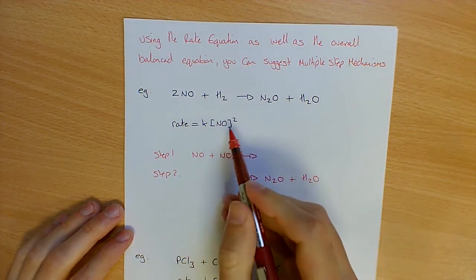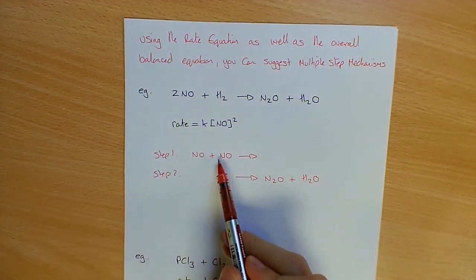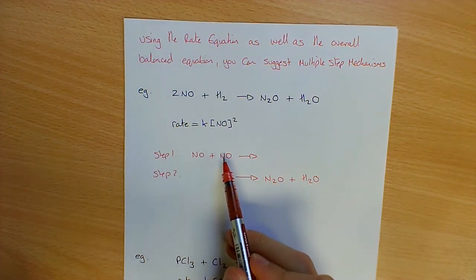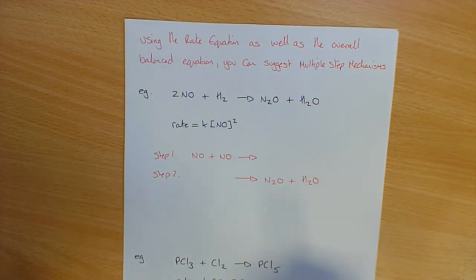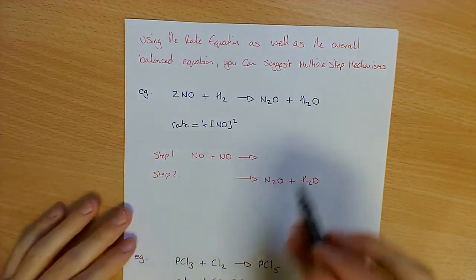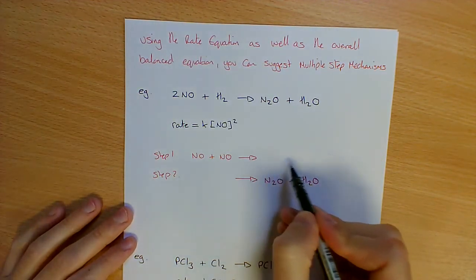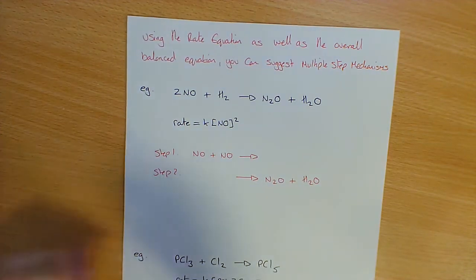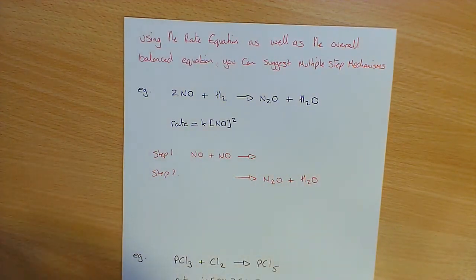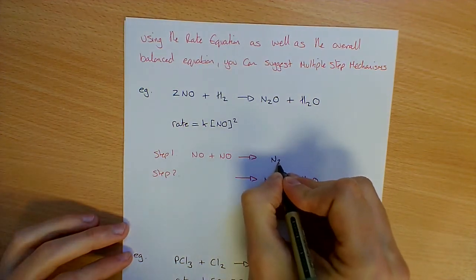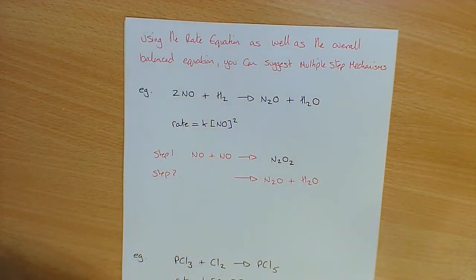So we know, because of the rate equation, we must have 2 molecules of NO in our slowest step. And because of the overall equation, we know that by the end we must have N2O and H2O. So what goes here doesn't really matter. You don't need to be familiar with this reaction or this equation, just propose something. If I had two molecules of NO and they reacted together, what could they possibly form? I'm just going to go with N2O2. I'm going to keep it simple.